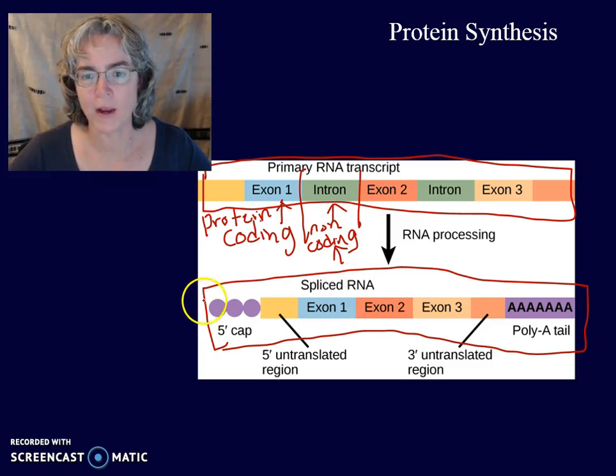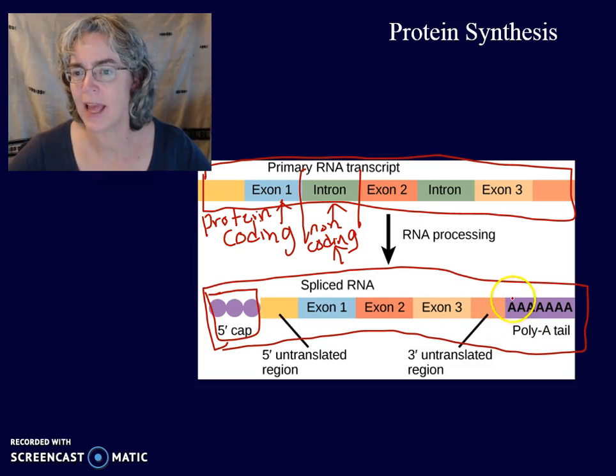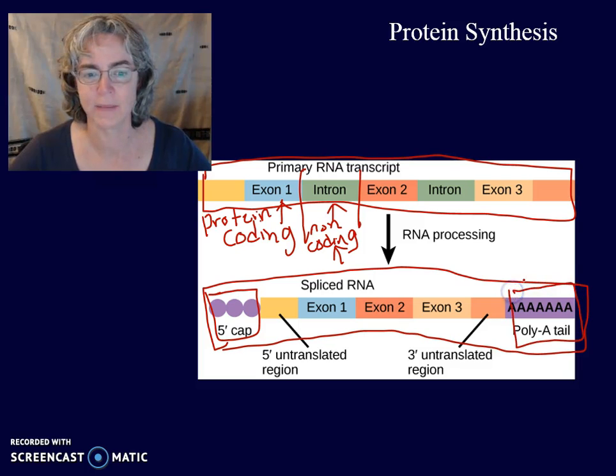Okay, and also a cap is added, and then a poly-A tail is added. Okay, and now it's ready to go outside of the nucleus and into the cytoplasm, where we can talk more about translation.